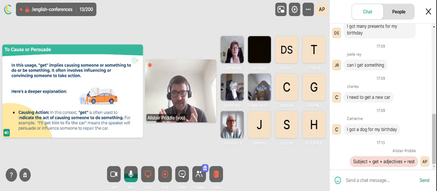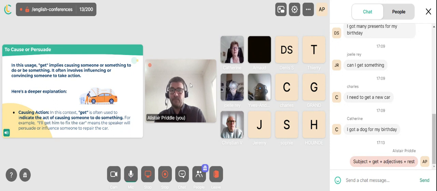In this context, get is often used to indicate the act of causing someone to do something. For example, I'll get him to fix the car. This means the speaker will persuade or influence someone, him, to repair the car. It's a very natural way to talk about this action, to persuade or influence or convince someone to do something.